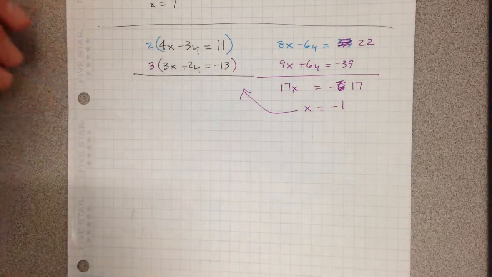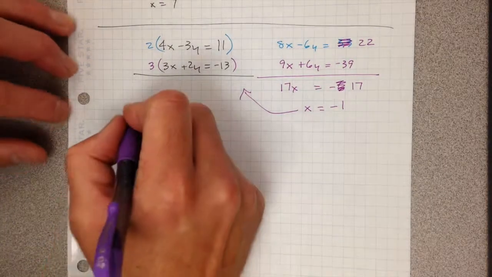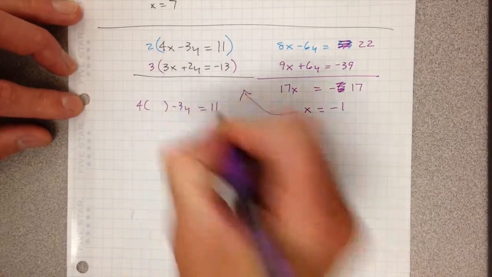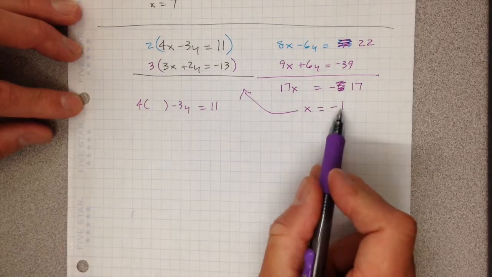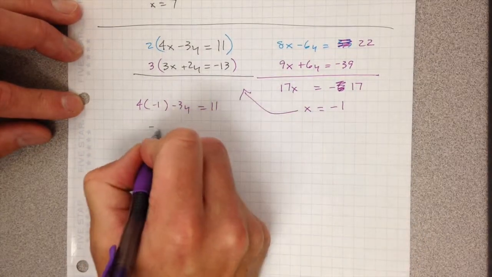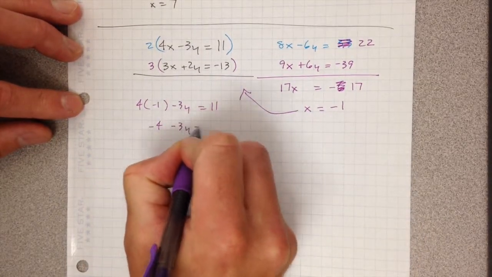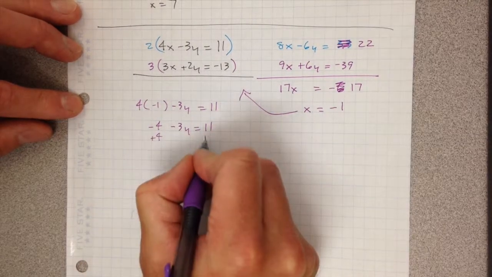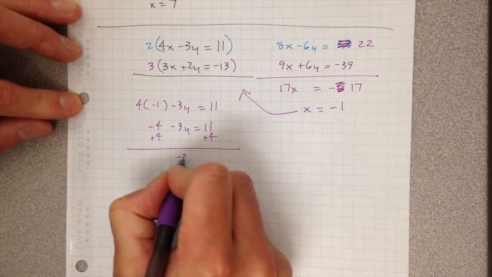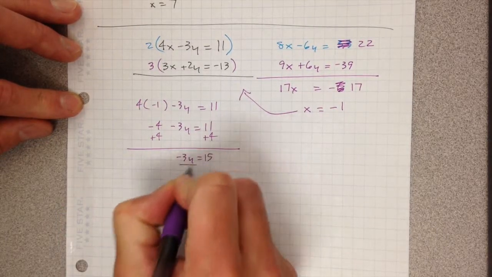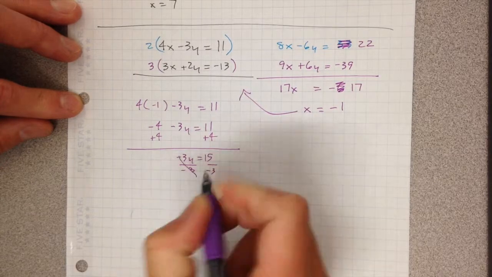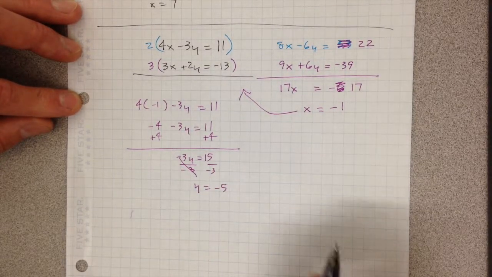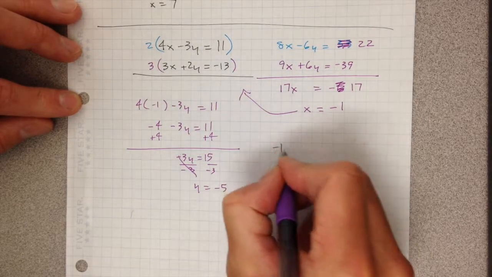I would choose the top equation. Does not really matter. 4x minus 3y equals 11. Subbing in a value of negative 1, negative 4 minus 3y equals 11. Add 4 to both sides. Negative 3y equals 15. Divide by negative 3. y equals negative 5. Solution, negative 1, negative 5.